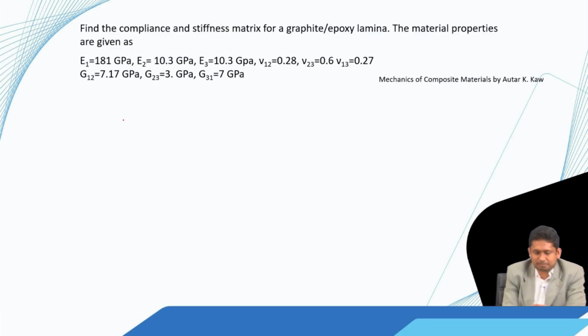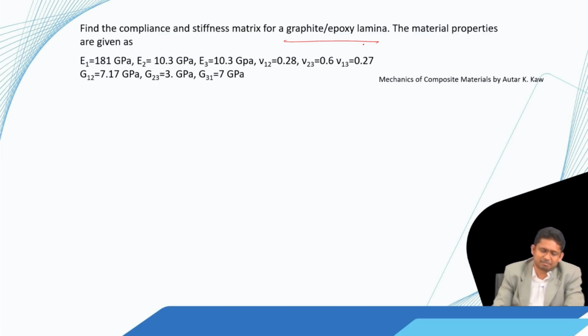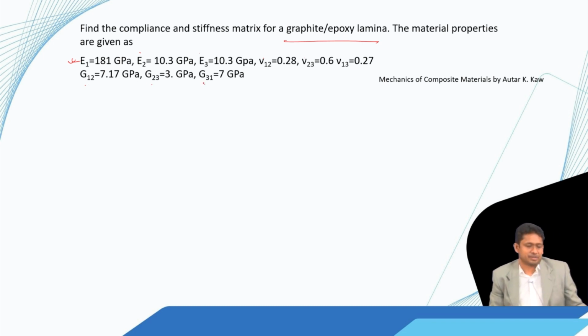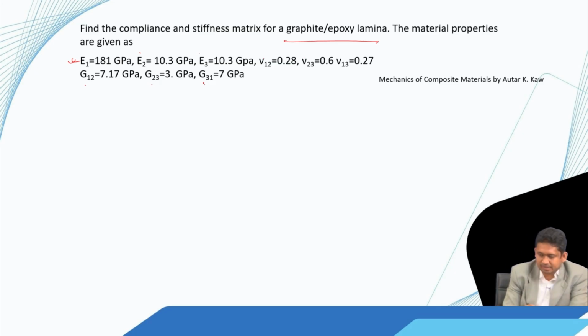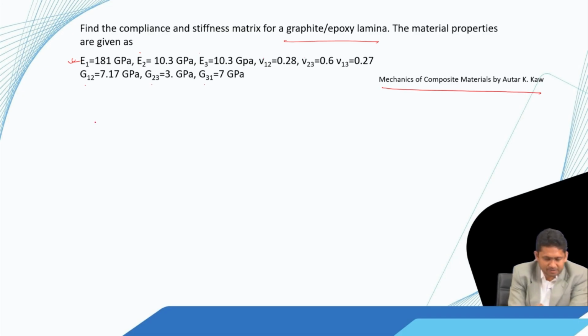Here we have the engineering constants of a graphite epoxy lamina, an orthotropic material, given. The material properties are E1, E2, E3, ν12, ν23 and ν13, G12, G23 and G31. Everything is given to us, and our job is just to find out the components of S matrix and C matrix. These numerical values are taken from this book by Kaw.